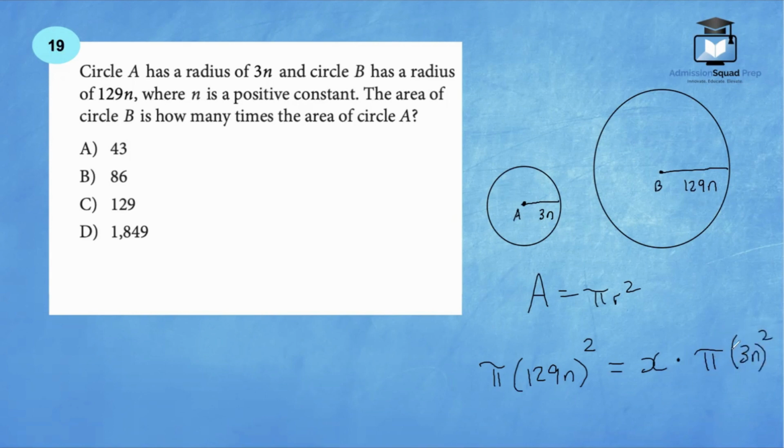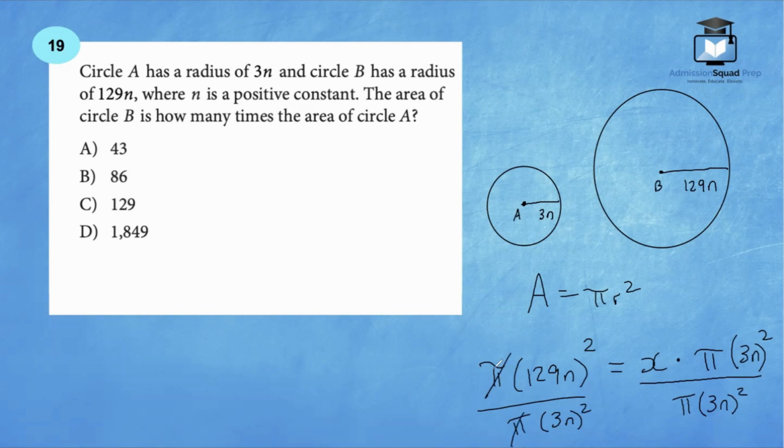So whatever the area of circle A is, which is pi times 3n squared, we're going to multiply it by some number x in order to get the area of circle B. So we're solving for x here. We can go ahead and divide by pi times 3n squared on both sides because we want to figure out that value of x. And let's cancel some things out. So pi is going to cancel out, right?